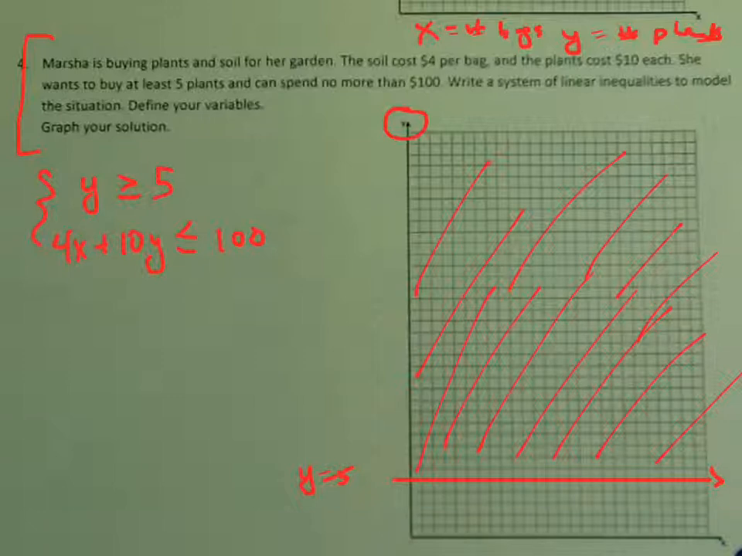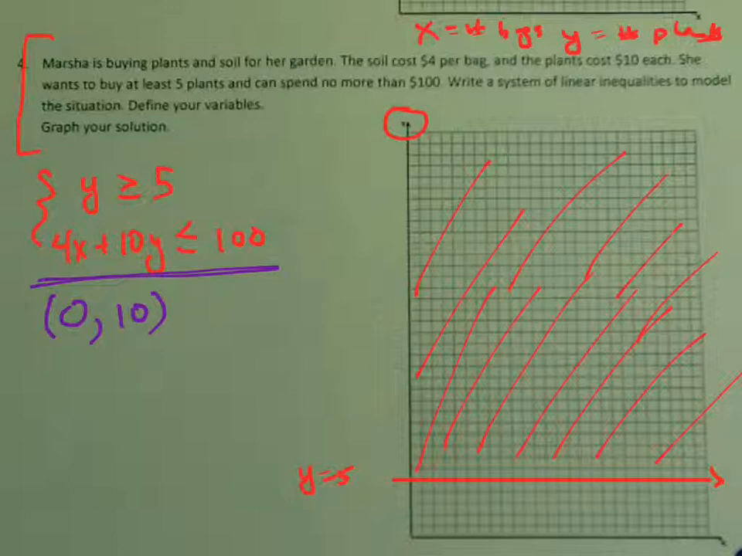Now let's do this one. Let's do this in a different color. Let's go with purple. That one we'll do in purple. So what are my solutions? Well, let's do that little trick I keep talking about. Plug in 0 for X, and now solve for Y. So 0, 10. And plug in 0 for Y, and solve for X. 25, 0. There are my 2 points.